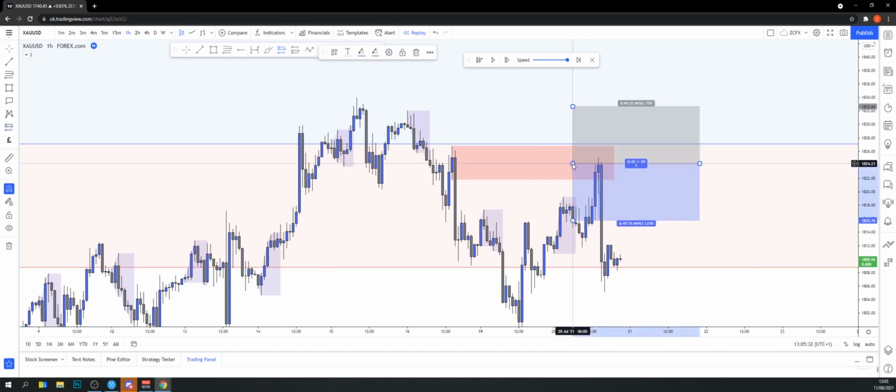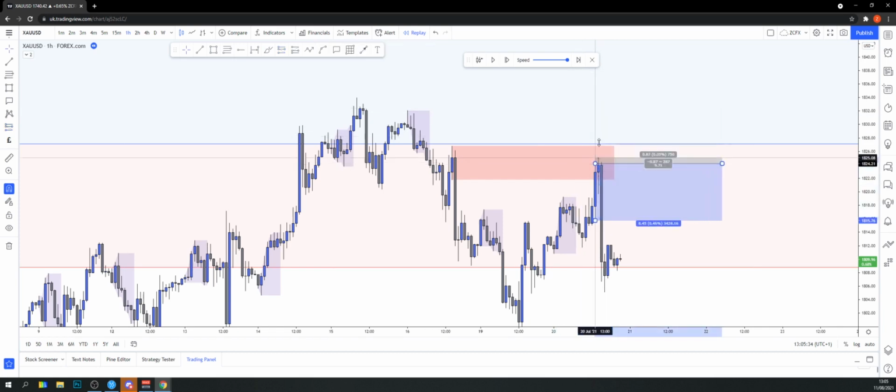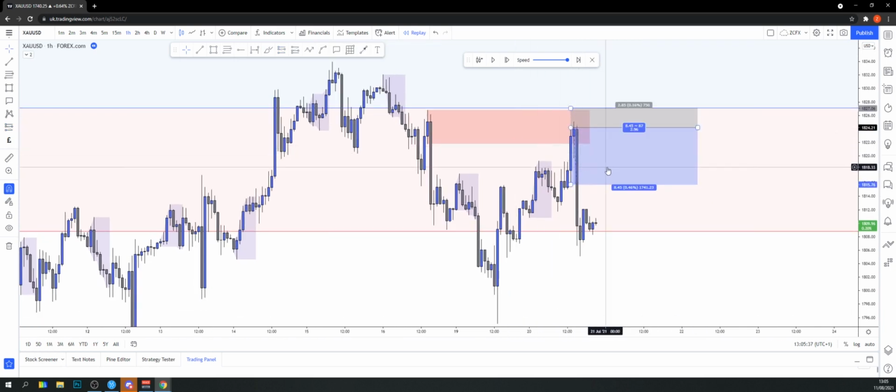But if we were to enter at the equilibrium, that would be around there, and as you can see, stops above there. In this case, I probably would have entered off the equilibrium. I'm not just saying that because it looks better in terms of risk to reward, but because this is a big hourly order block.